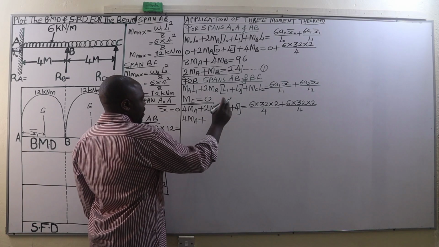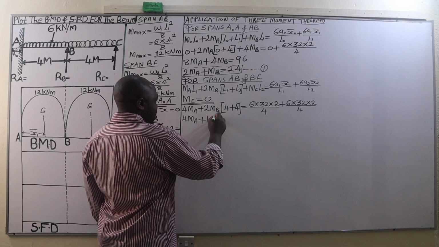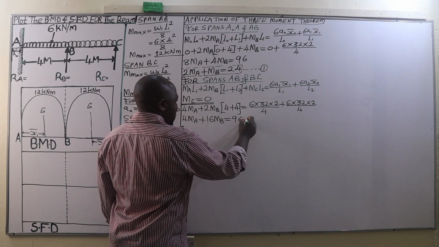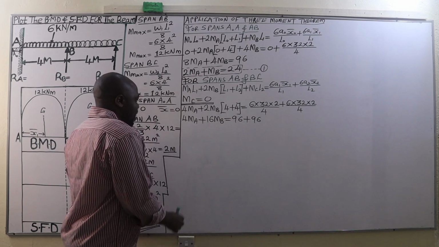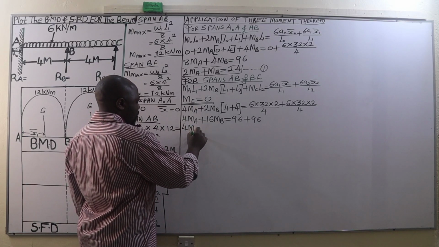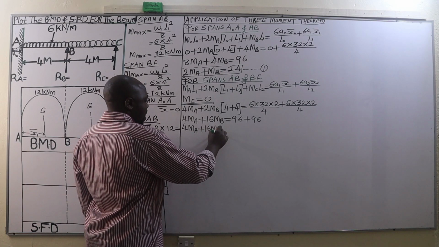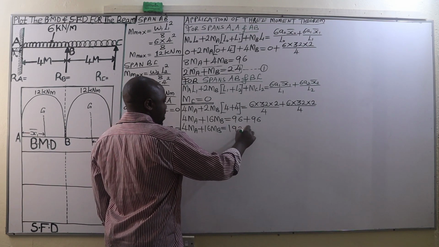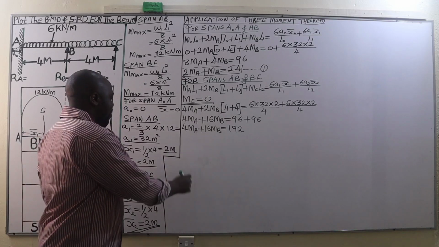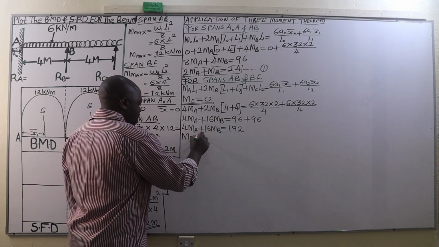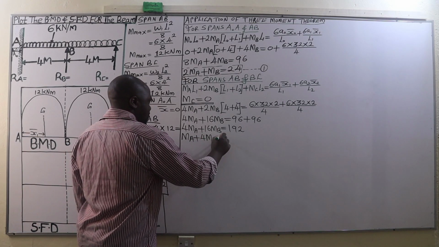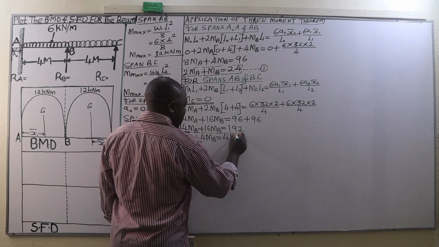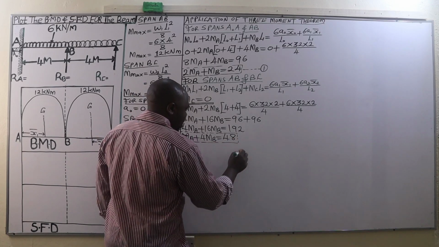We are going to have 4MA plus 4 plus 4, that is 8, 8 times 2, that is 16MB, being equal to 96 plus 96, that is 192. Then we divide through by 4, and when we do that, we have MA plus 4MB being equal to 192 divided by 4, that is 48. And this is now going to be our equation 2, that is our second equation.